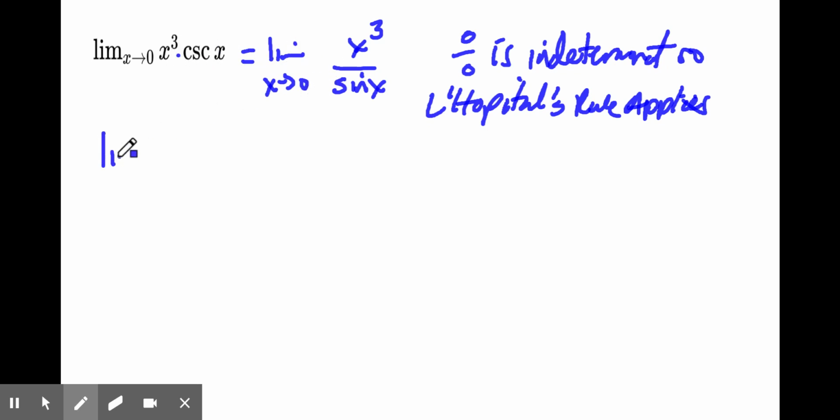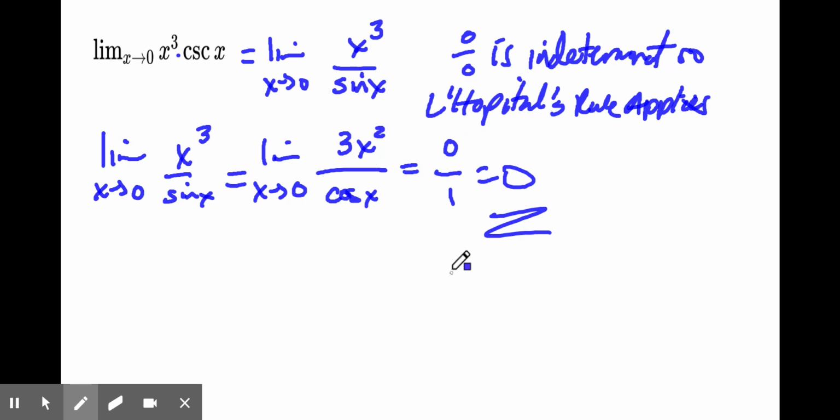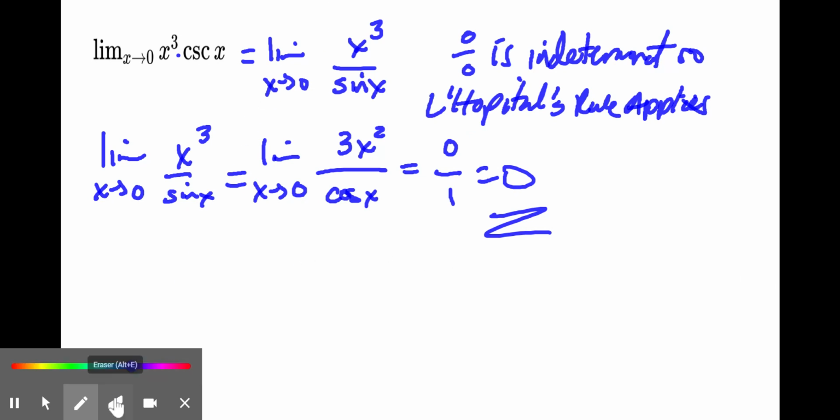All right, so now we have the limit as x goes to 0 of x cubed over sine x, and we're going to use L'Hopital's rule. So we're going to derive the numerator, and we get 3x squared. We're going to derive the denominator, and we're going to get cosine x. If we take 0 and substitute it in, 3 times 0 squared is 0. Cosine 0 is 1. 0 over 1 is 0. So my result is 0. Okay. All right. It's a pretty simple concept.